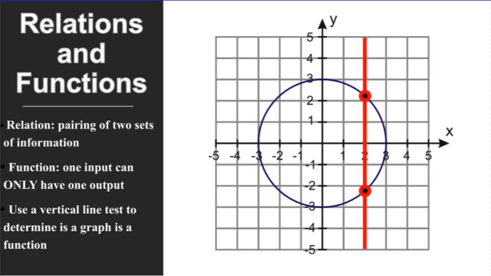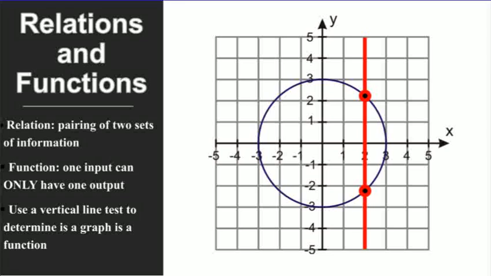A relation is just a pairing of two sets of information. So if you think about a phone book, you have a person's name attached to a phone number. Or you think about athletics, you have a person's name attached to their jersey number. Those are relations. They're a pairing of two sets of information.